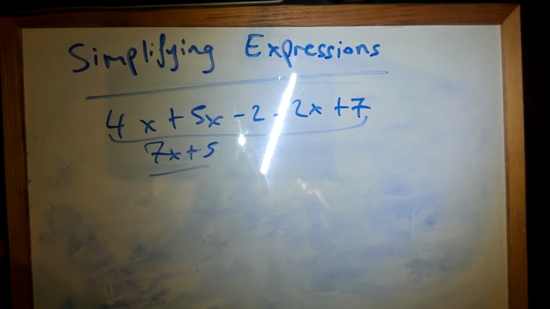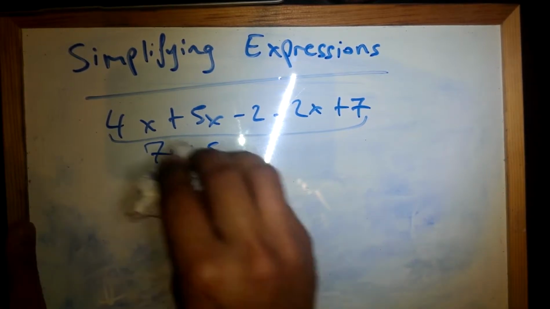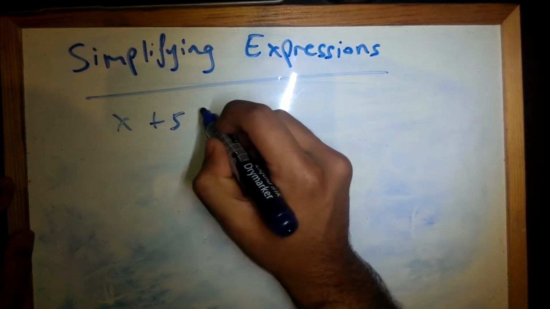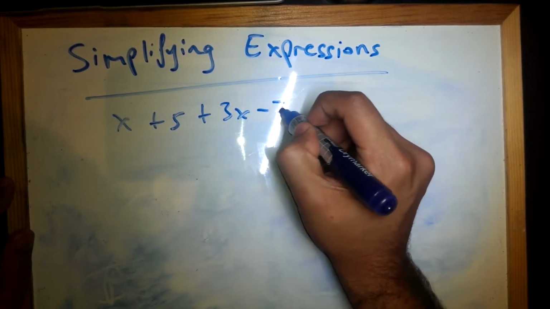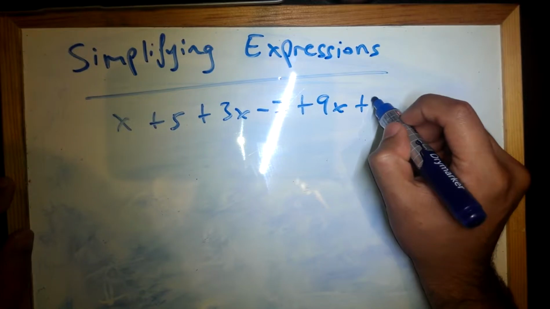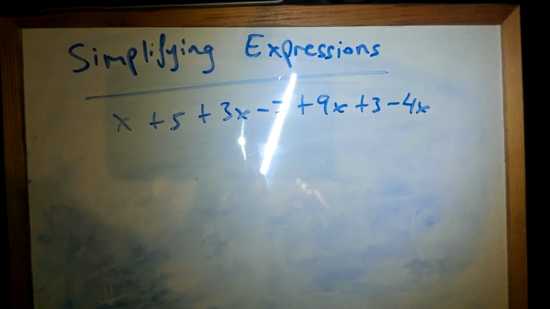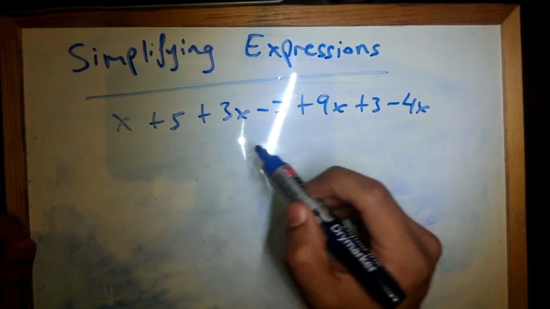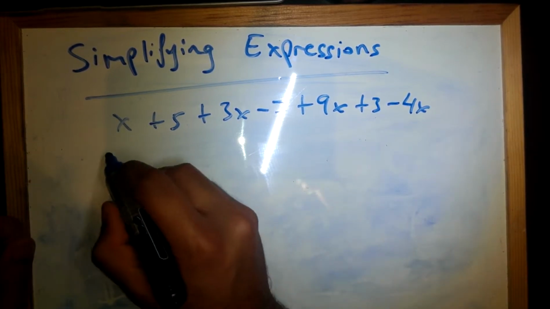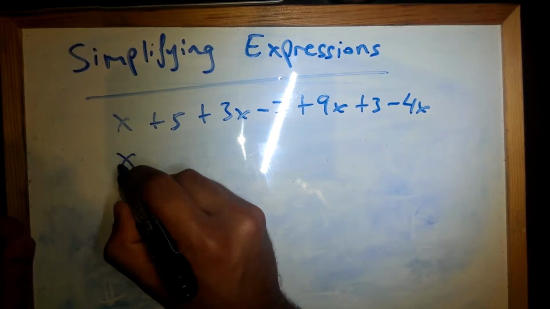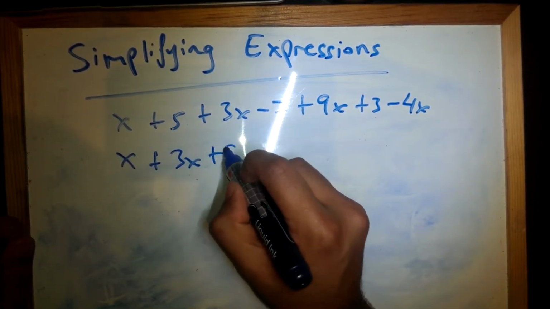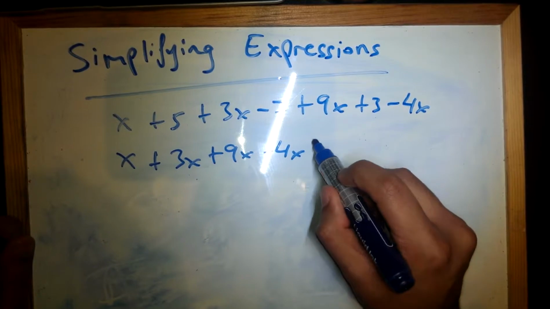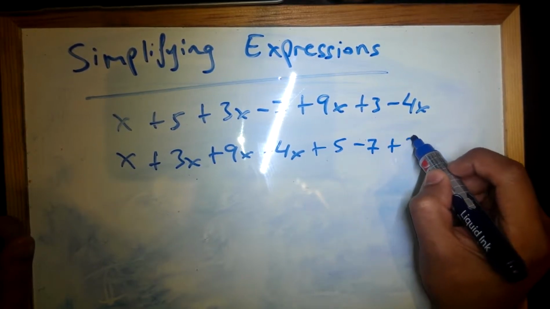So if we go through one together of this expression, x plus 5 plus 3x minus 7 plus 9x plus 3 minus 4x. Now let's try and work that out. So I think the best way to start this is by collating all those x's, joining all those x's together, or at least putting them on the same side. So here we have that x plus 3x plus 9x minus 4x. Then the actual numbers, the integers themselves, so plus 5 minus 7 plus 3.